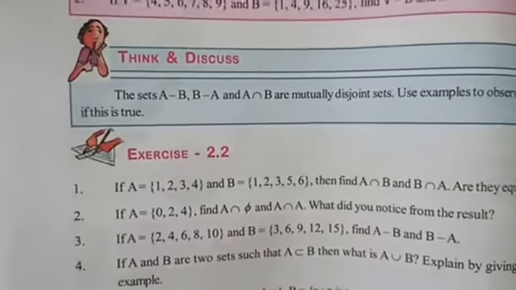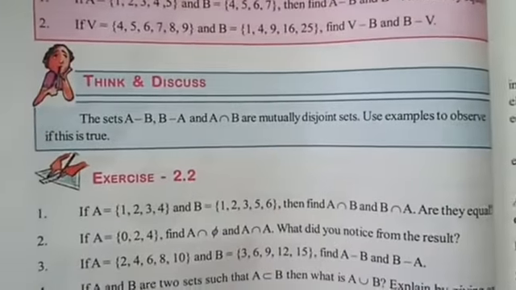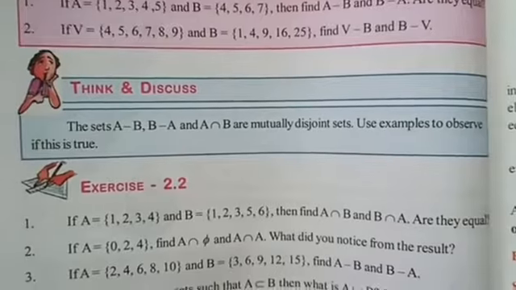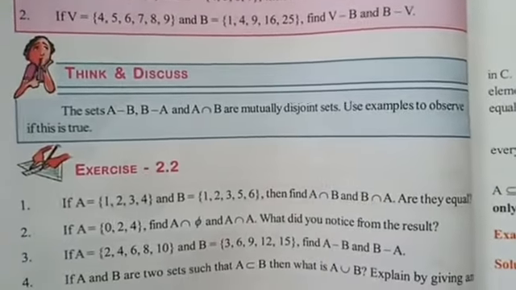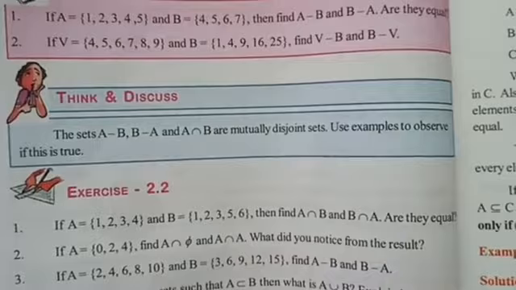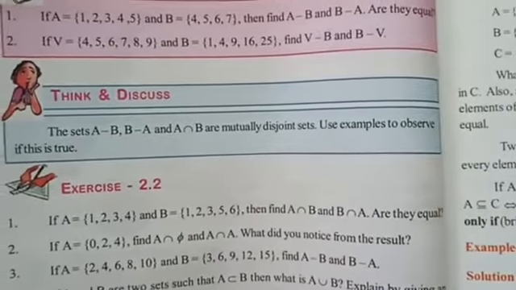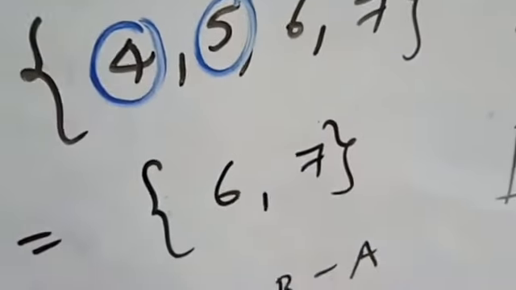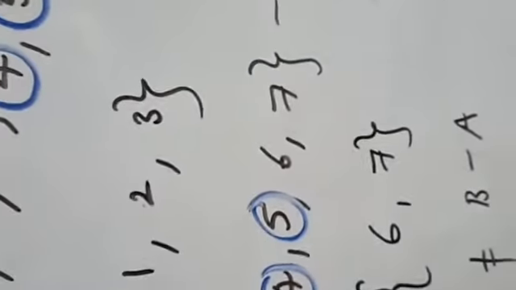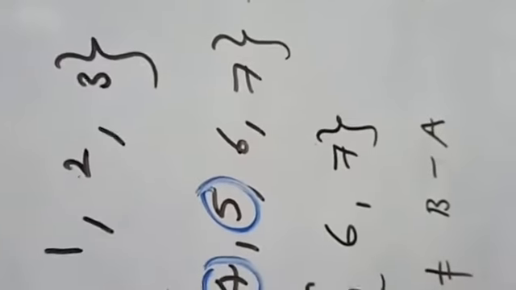Next, think and discuss. The sets A minus B, B minus A and A intersection B are mutually disjoint sets. Take any one example, find A minus B, B minus A and A intersection B. See here, A minus B is 1, 2, 3, B minus A is 6 and 7. These two are disjoint sets. There are no common elements: 1, 2, 3, 6, 7. And A intersection B is from here. What is A intersection B?